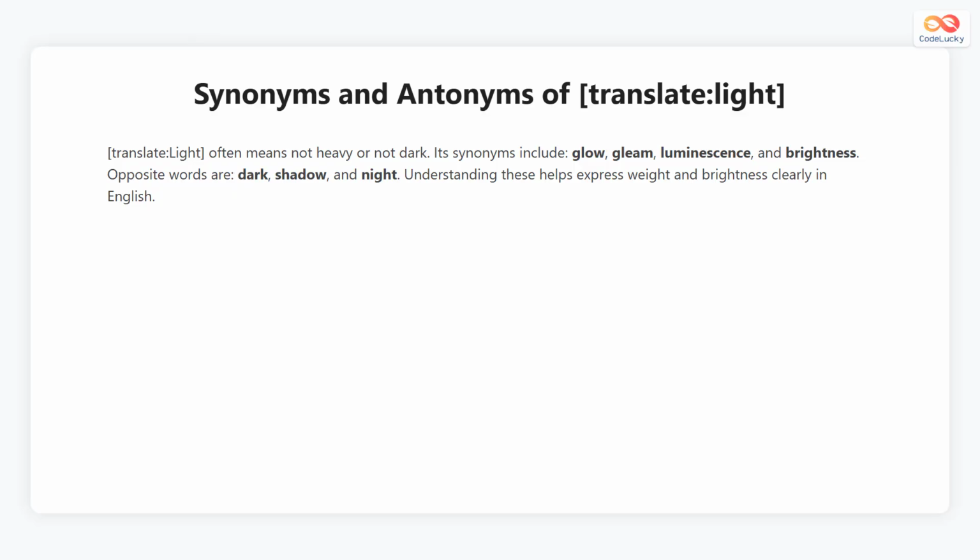Now let us understand the word light. Light can mean not dark or not heavy. When describing weight, light is the opposite of heavy. Light has many synonyms such as glow, gleam, luminescence, and brightness. The opposite words for light are dark, shadow, and night. Understanding these related words helps us express weight and brightness clearly in English conversations.